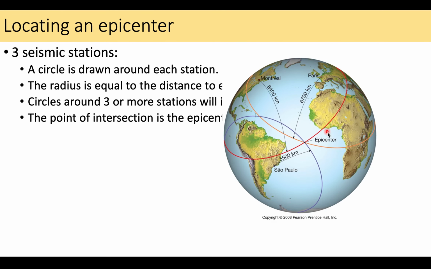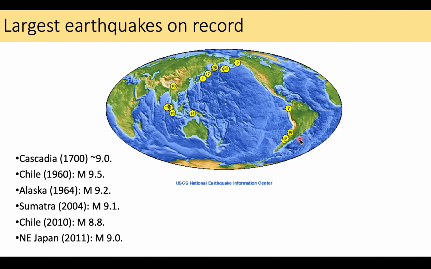So that is what we do in real life. So we draw circles around each station with the radius equal to the distance from the epicenter. And we have our 3 circles. They will overlap and combine on one point that is the epicenter of that earthquake.